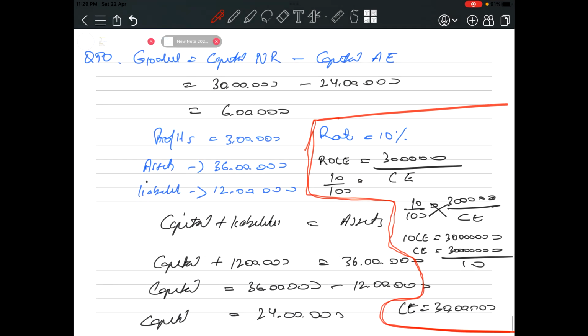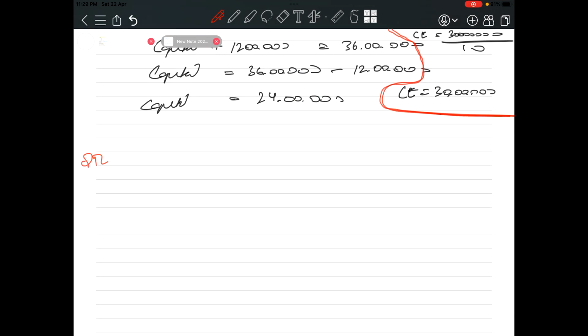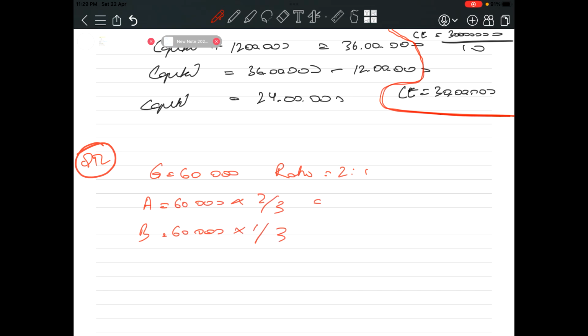Goodwill is 60,000. Ratio is 2:1. So how much will A get, how much will B get? 60,000 into 2/3, 60,000 into 1/3. How much? 40,000 and 20,000.